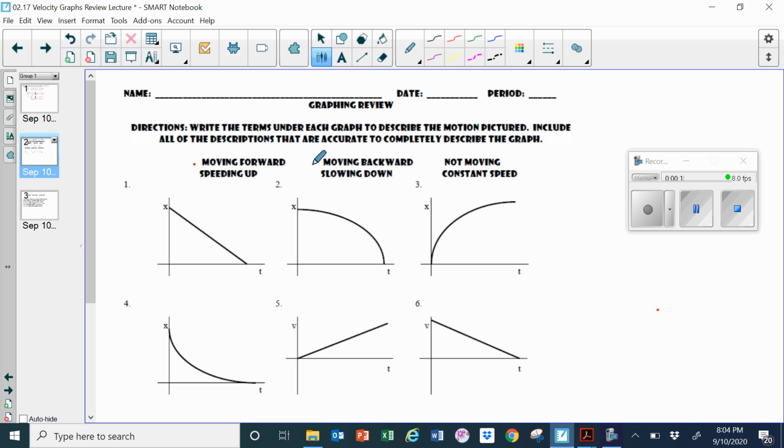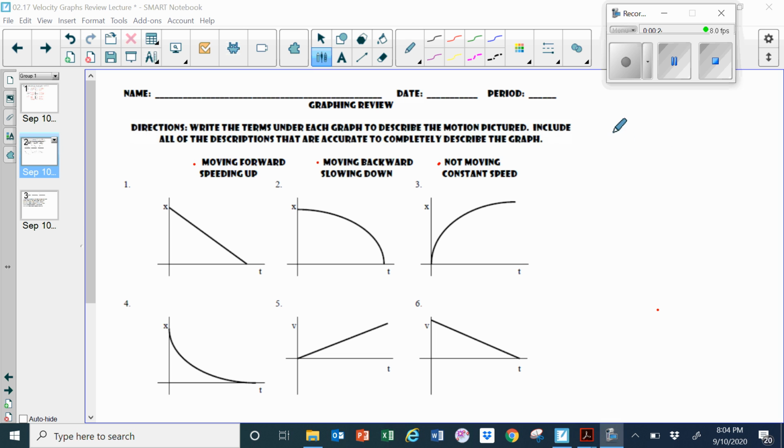Is it moving forward, moving backward, or not moving? Now remember, if we draw our little compass again, moving forward is going to be in a positive direction. Moving backward is going to be a negative direction, okay? And is it speeding up, slowing down, or constant speed?